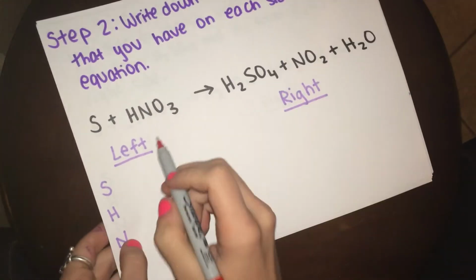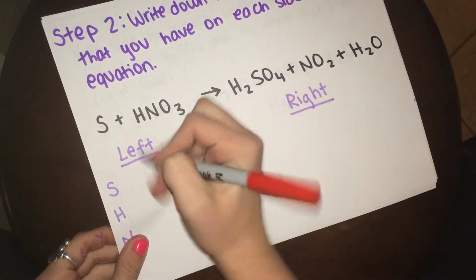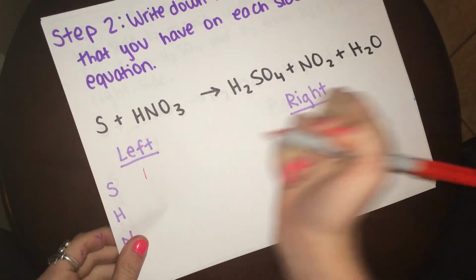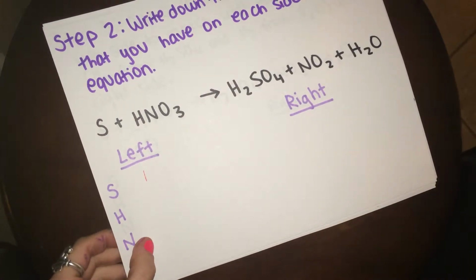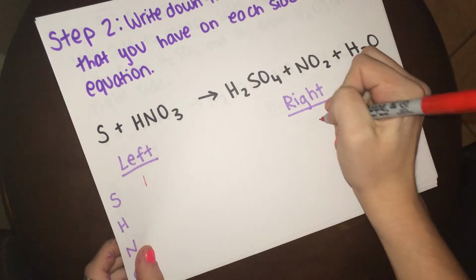So we're going to look at S first. There's only one S here. So on the left side, there's 1. But then with S on the right side, you're going to look at it. S here again is just 1.